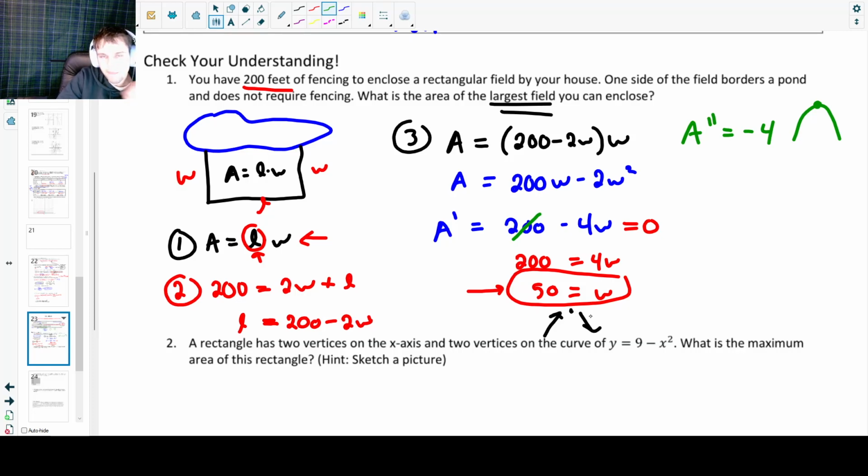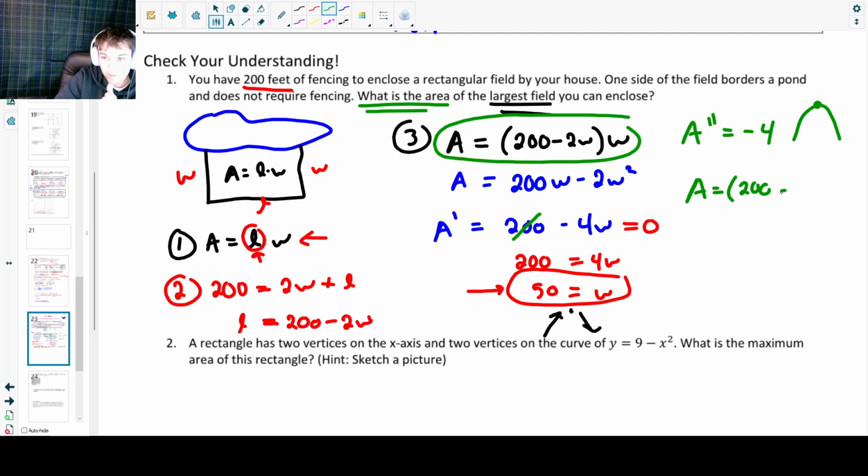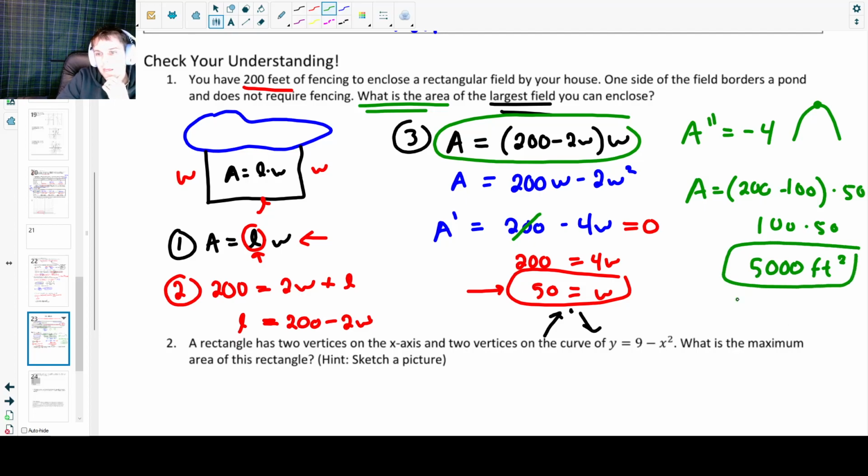Cool. Now, it does ask us to actually figure out what the area was. So when our width is 50, we can plug that into this formula to figure out the actual area. So the area is equal to 200 minus 2 times 50, which is 100, times 50. That's 100 times 50, so that's going to be 5,000. And our units here are feet, so feet squared. That is our maximum area that can be enclosed. Again, that would incorporate a fence. This is the pond that has a width of 50 and a length of 100.